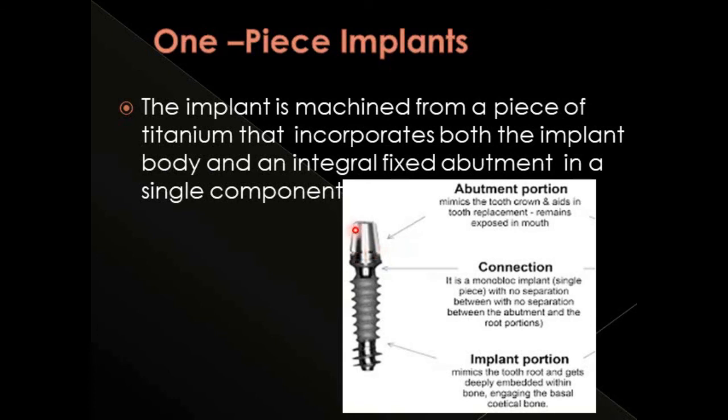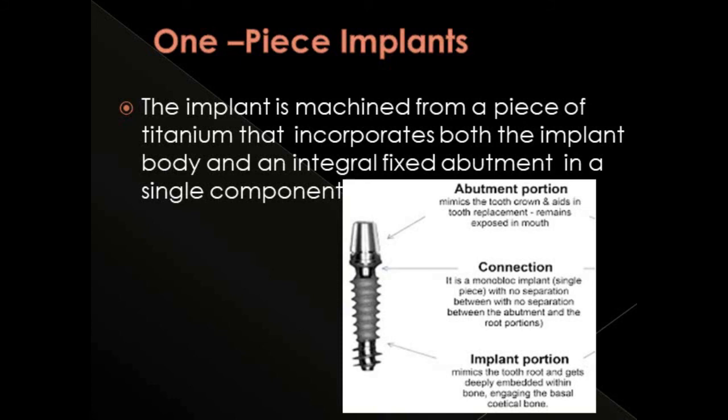So after placement, this part will be projecting outside, that is exposed in the mouth. Then comes the connection. There is no separation here since this is a single piece, and then comes the implant portion that mimics the tooth root. So this is one piece implant.